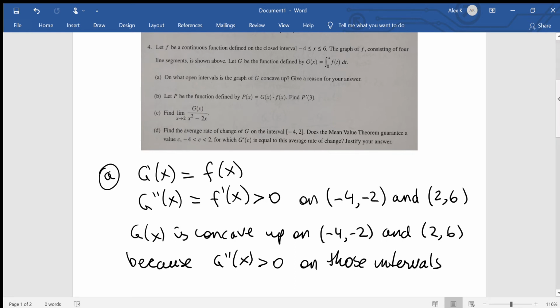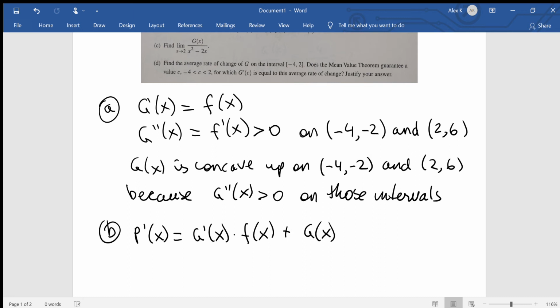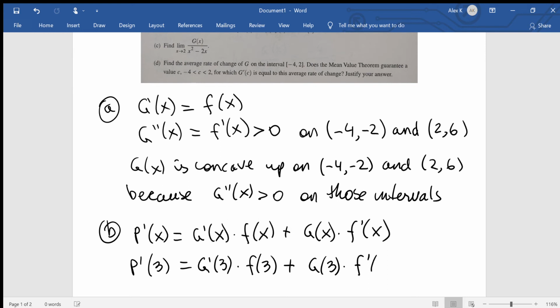B. It's telling us that P of x is g of x times f of x, and we need to find P prime of 3. So we're going to have to use the product rule. That's the first thing we're going to need to do. So P prime of x equals g prime of x times f of x plus g of x times f prime of x. So P prime of 3 will be g prime of 3 times f of 3 plus g of 3 times f prime of 3. And we need to figure out all these values now.